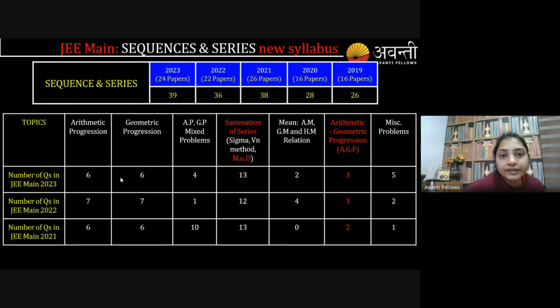This is already known to you that 24 papers contain 39 papers. So let's look at the weightage. The AP GP mixed problem will contain 4 questions. GP only contains 6 questions. It means total 10 questions. AM, GM 2. So 10 plus 2, 12. It means GP, AM, GM and HM all will be of total 12 questions weightage, right?